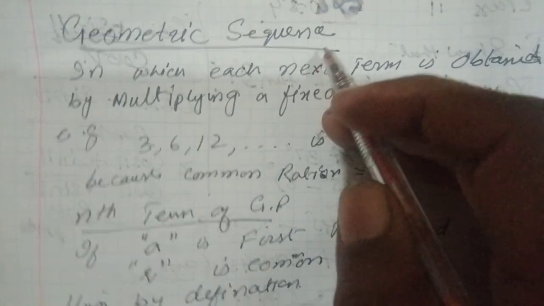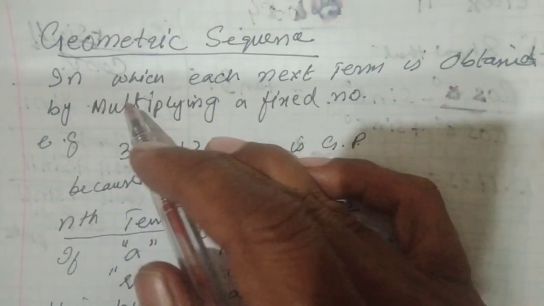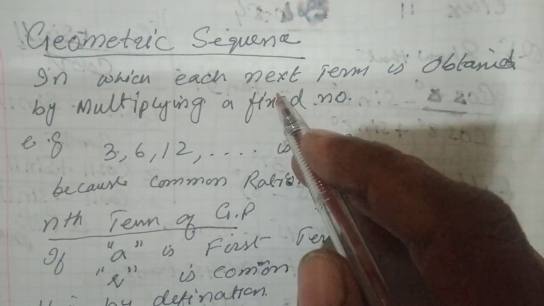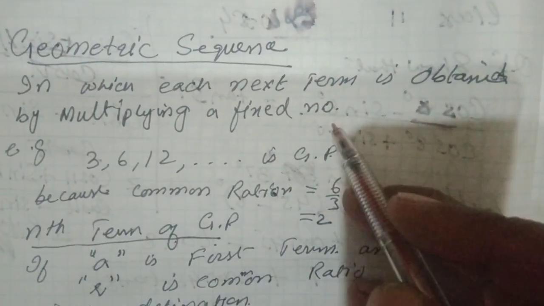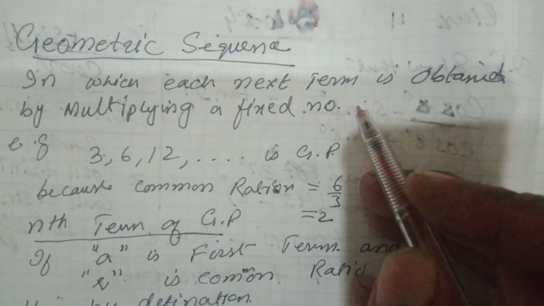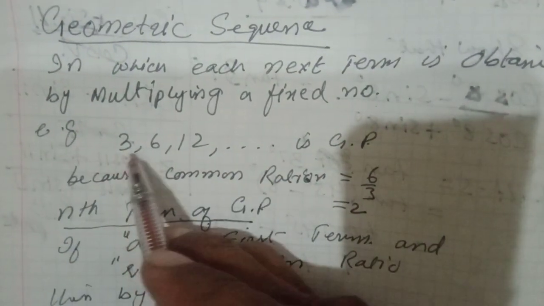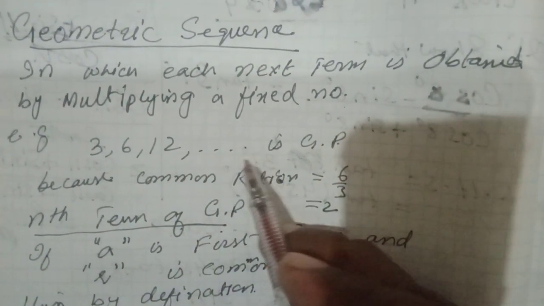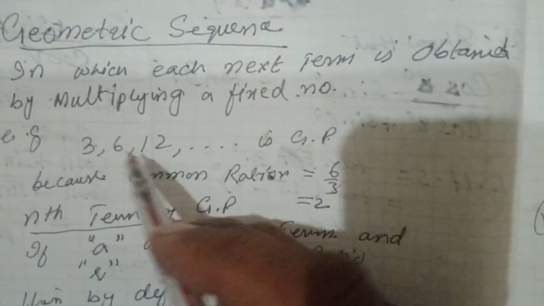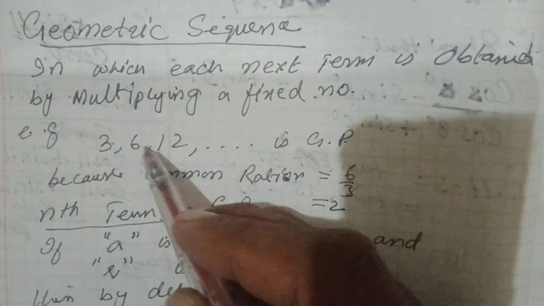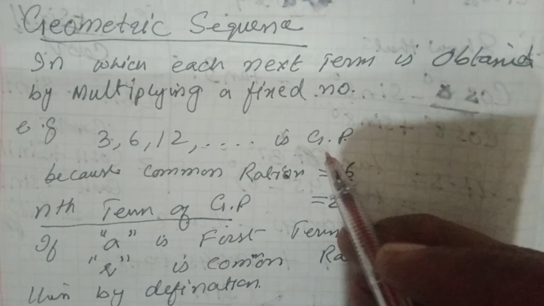Today we are going to learn geometric sequence. Now, what is a geometric sequence? In short, it is a sequence in which each next term is obtained by multiplying by a fixed number, that is called the ratio. For example, 3, 6, 12 is a GP because the second term divided by the first is 2, and if you multiply each term by 2, the next element will appear. So this is the GP.